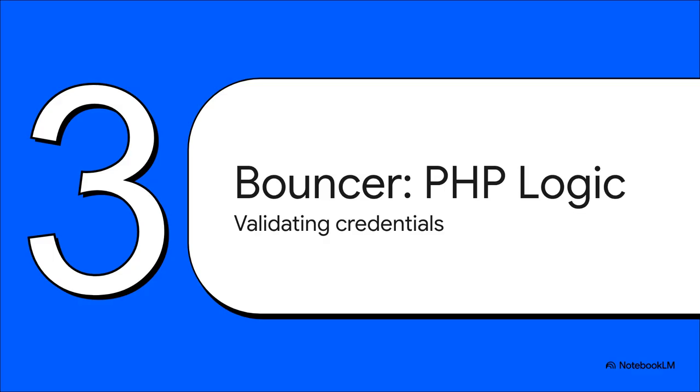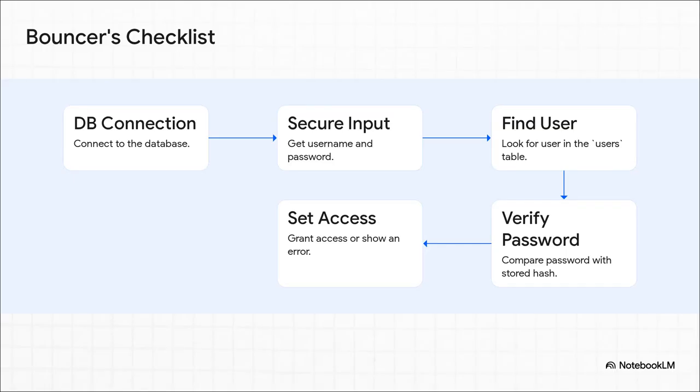So we've built our front door, and we've got our super secure vault. Now we need the bouncer. This is the PHP script that stands guard right between the two, and it's the one that decides who gets in and who gets kicked out. This is where the real logic happens. And our bouncer is very, very methodical. It follows a strict 5-step checklist every single time. First, it connects to the database vault.